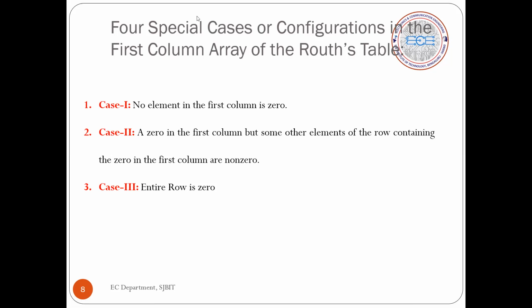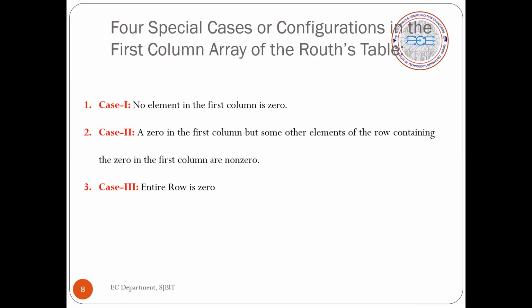So that is one case. You will have everything standard. You will see that there are no zeros in column 1. There is no difficulty in computing the table elements. You can comfortably complete the Routh-Hurwitz table and comment on the stability. That is case 1. Case 2, what we have is a 0 in the first column.